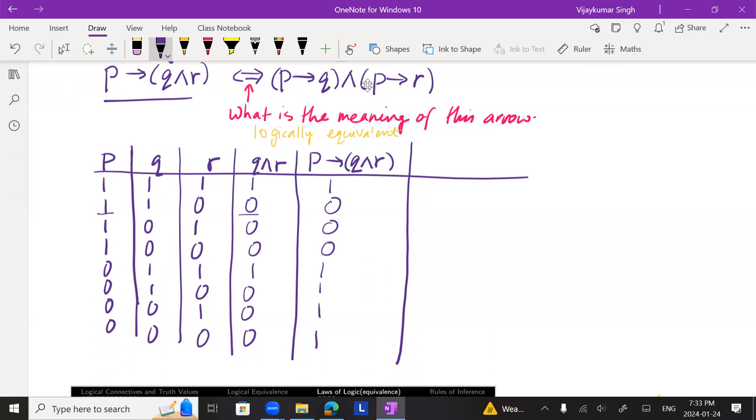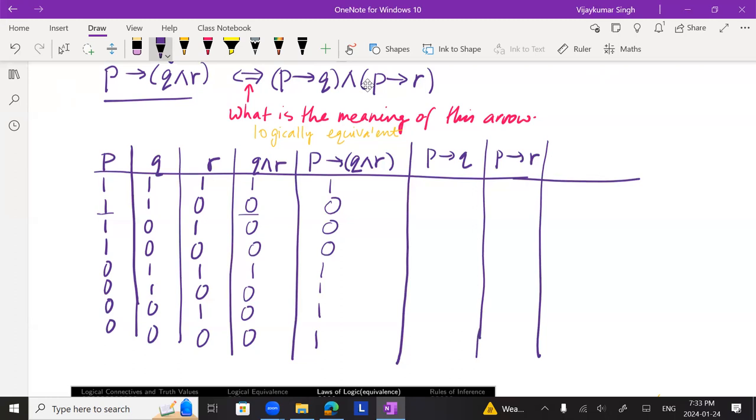Now let's do P implies Q and P implies R. First, P implies Q. Again I look at 1 implies 0. So here it's going to be 0, 0. Otherwise, the first ones are 1, 1, 1, 1, and then 1 implies 0 is 0, 1 implies 0 is 0, and then these are all 1, 1, 1.